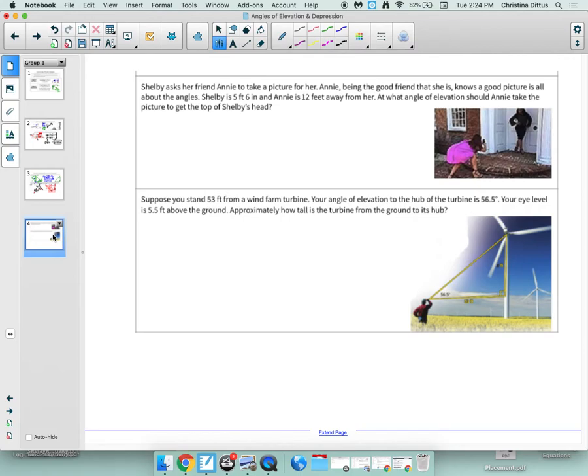Alright, we got Shelby and Annie. Annie, being the good friend that she is, knows all about pictures and them angles. Shelby is 5 feet 6 inches and Annie's 12 feet away from her. At what angle of elevation should Annie take the picture to get the top of Shelby's head?